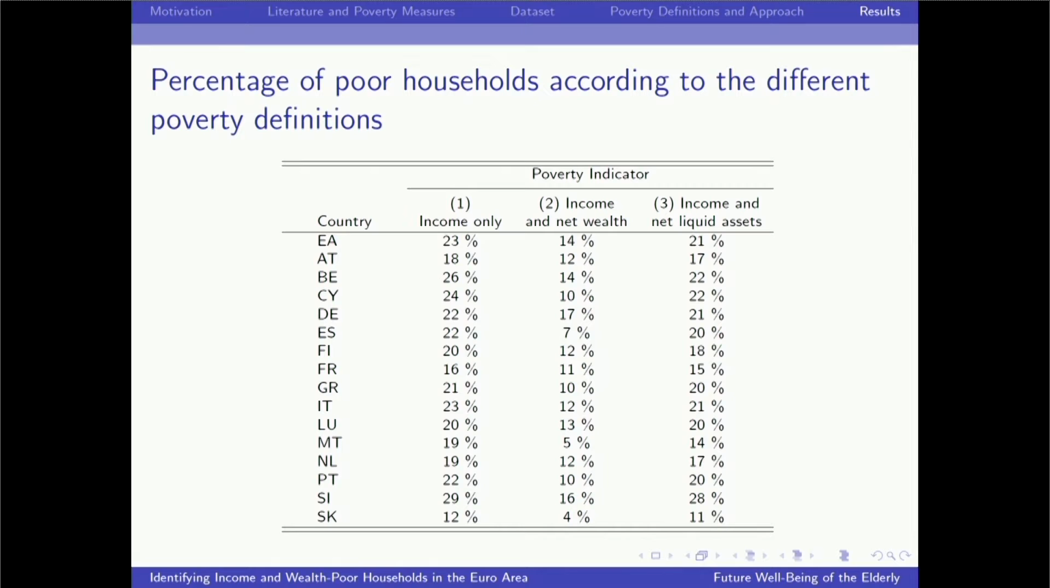Okay, then now comes the interesting part about poverty and the elderly. We analyzed socio-demographic characteristics of poor households in our paper for the first 2 poverty indicators. So that means for the income poverty measure and for the income and wealth poverty measure, because the first one, the income poverty measure, is the most widely used one, and the second integrates wealth. This is what I want to explain to you right now.